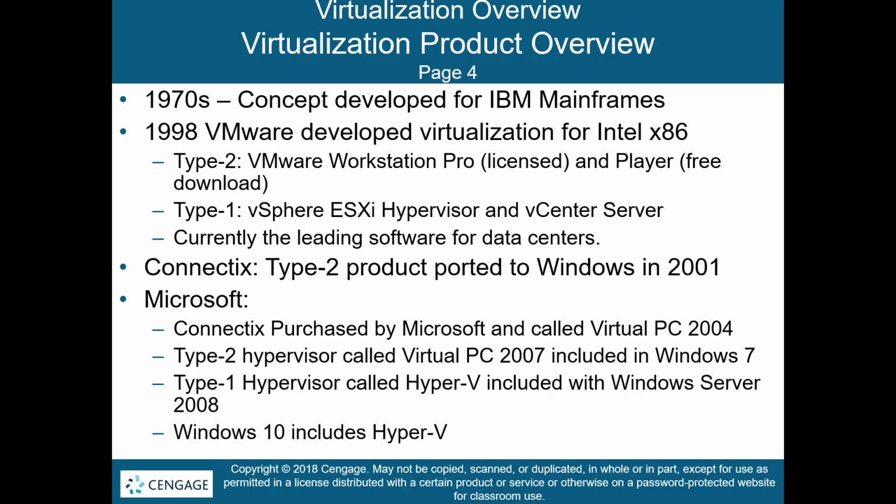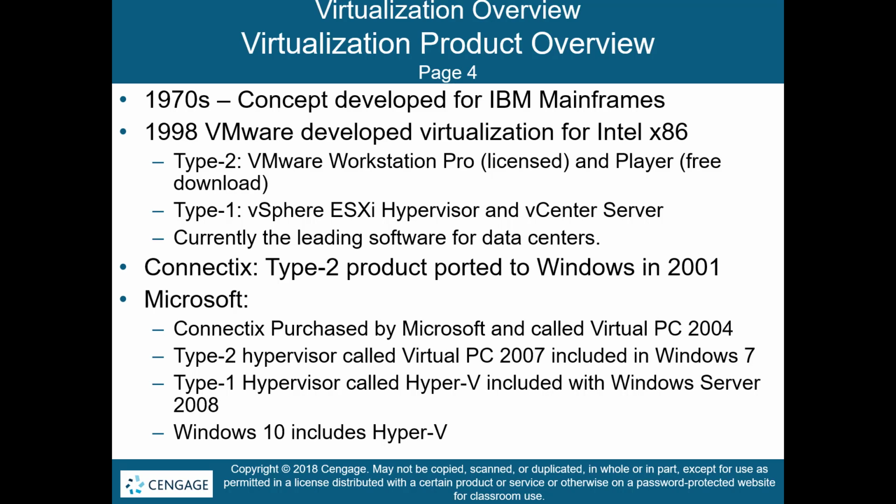VMware also has Type 1 hypervisors, which they call vSphere, the ESXi hypervisor, and then the vCenter Server, which allows you to coordinate multiple clusters of hypervisors running on different hardware platforms and then move virtual machines between various hardware boxes and so forth. It provides for load balancing and access to cloud environments and so forth. We'll be taking a look at vCenter Server and vSphere in Chapters 7 and 8. And currently VMware is a leading software provider for data centers.